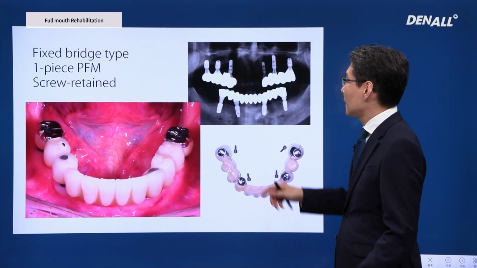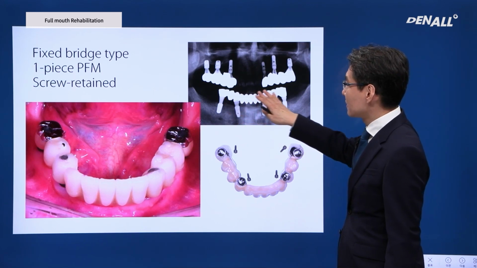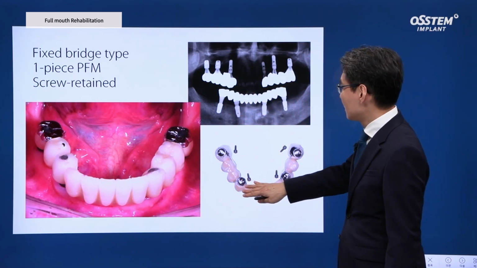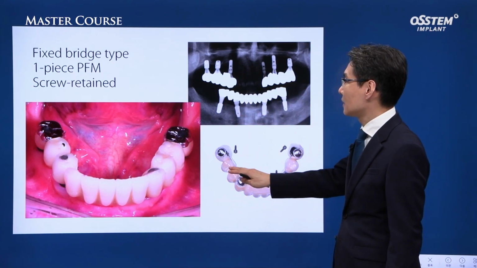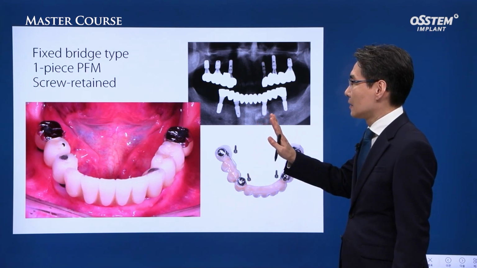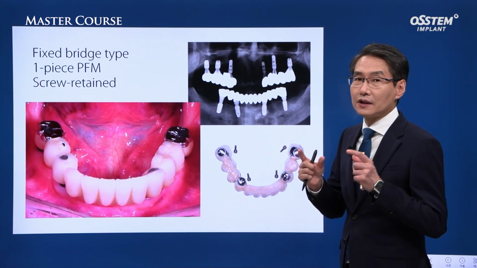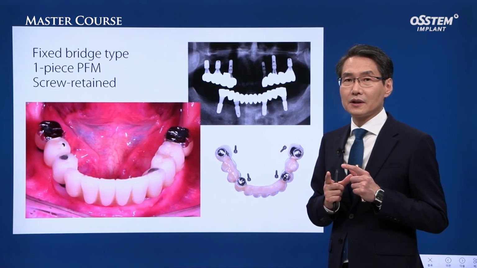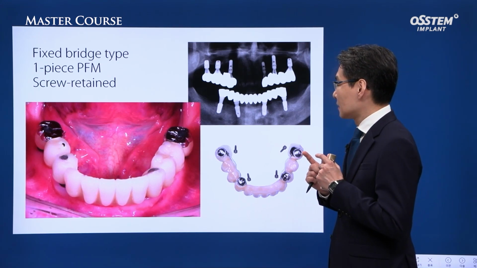In the case of this patient, 4 implants have been placed in the lower. The entire arch was splinted. A screw-retained prosthesis, PFM prosthesis, was delivered. 12 teeth are all connected, so retrievability is very important here.